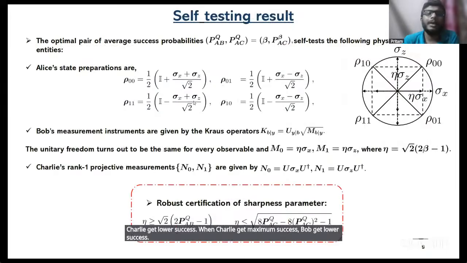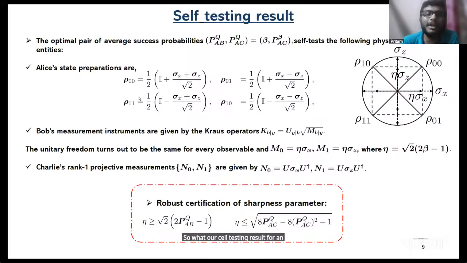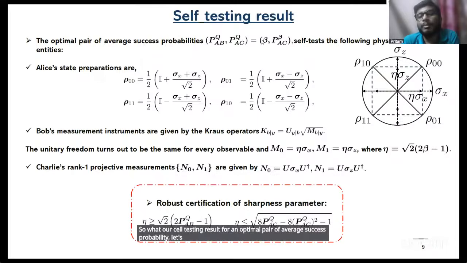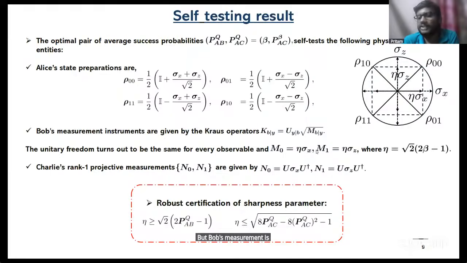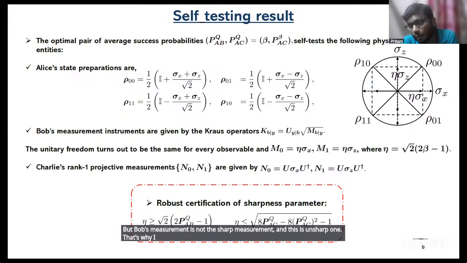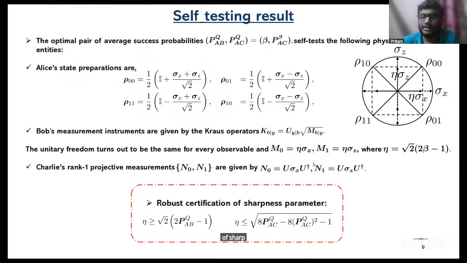So what is our self-testing result? For an optimal pair of average success probabilities, PAB and PAC, for a given value of beta, we self-test the following physical quantities. Alice's state preparations are like this. These are again the antipodal points, similar to the RAC. But Bob's measurement is not a sharp measurement, it is an unsharp one. That's why I write a lower arrow than the sigma z. You can see that if we put eta equals 1, we get a sharp measurement for Bob, and if we put eta equals 0, that is a trivial measurement. So eta is a controlling parameter of the sharpness of Bob's measurement.